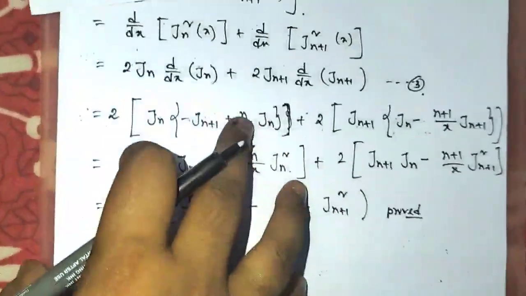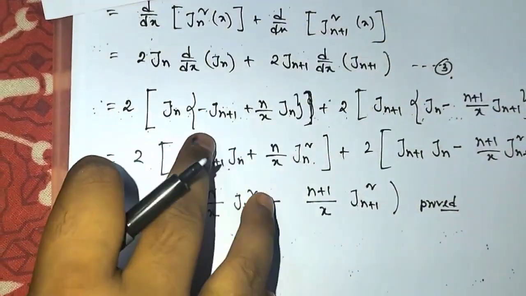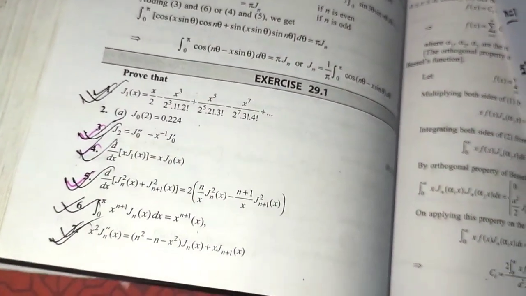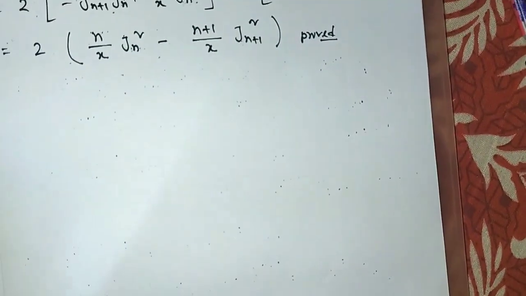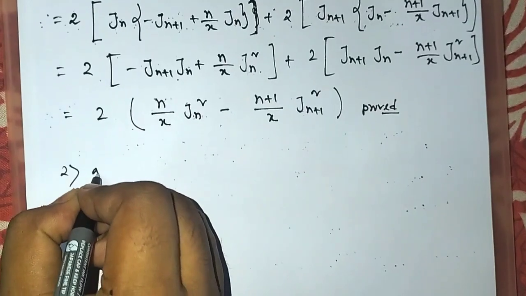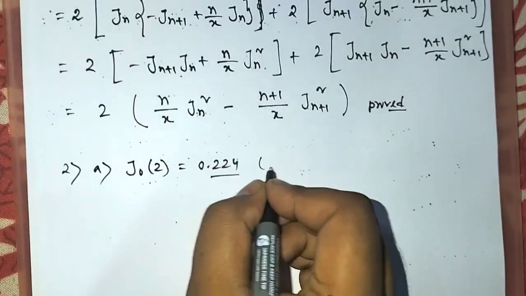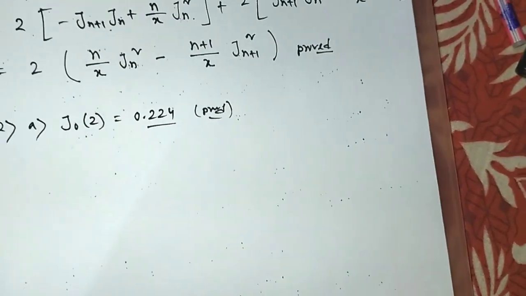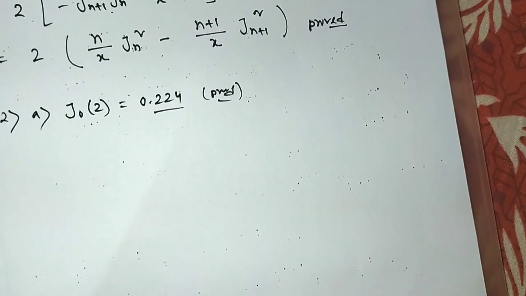For today I have already discussed 5 problems. Next video I will solve another 5. Before that I want to say something about problem 2, where we prove that J_0(2) equals 0.224. I put a lot of time behind it. In short, if the answer is wrong, then I should be disappointed.